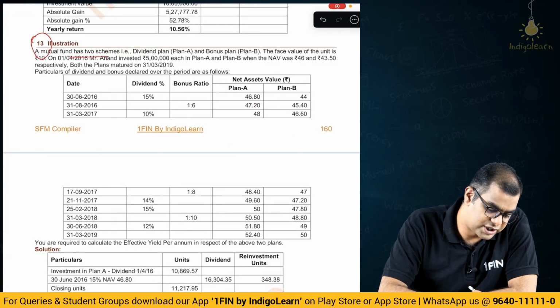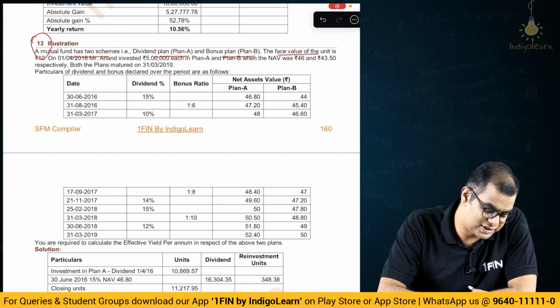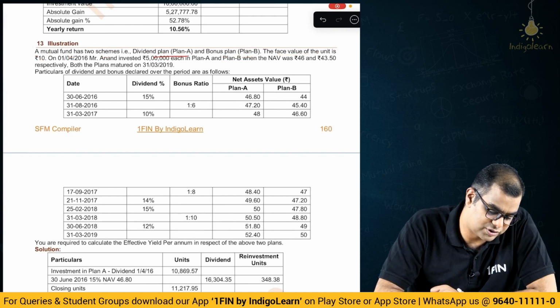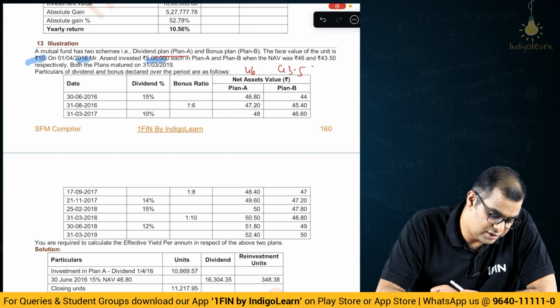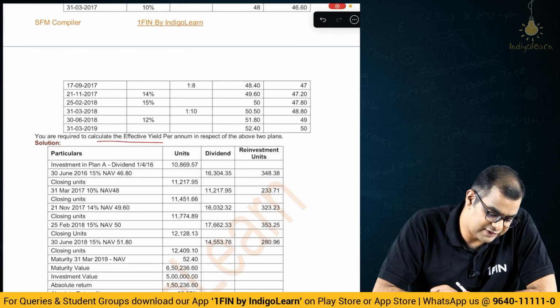A mutual fund has two schemes, that is dividend plan A and bonus plan B. The face value of the units is rupees 10. On 1/4/16, Mr. Anand invested 5 lakhs in each plan, and the NAV was 46 and 43 and a half. Both the plans matured on 31st March 19. Particulars of dividend declared over the period are as follows. You are required to calculate the effective yield per annum in respect of the above plans.